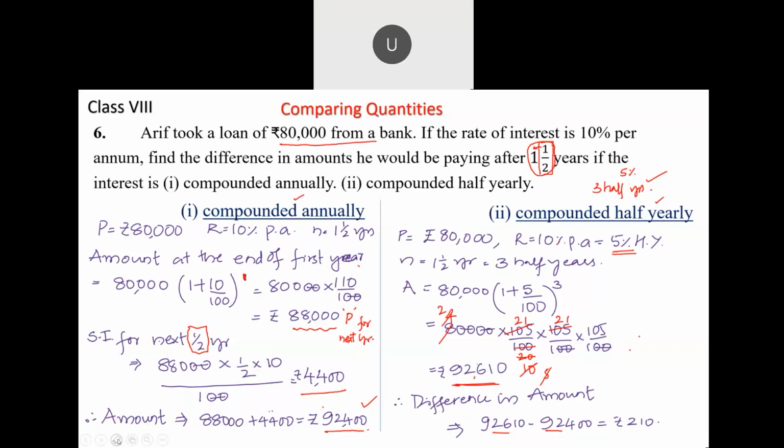Sir, if somebody gave a question as 4 to the power of 1 by 2, how to do it, sir? It will be equal to 2. It is very easy, no? 4 is 2 squared, so 2 squared to the power 1 by 2.